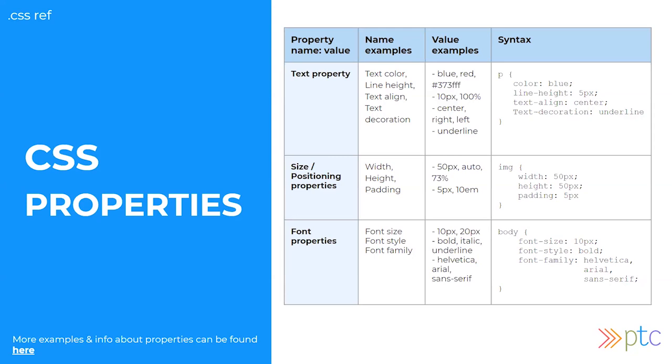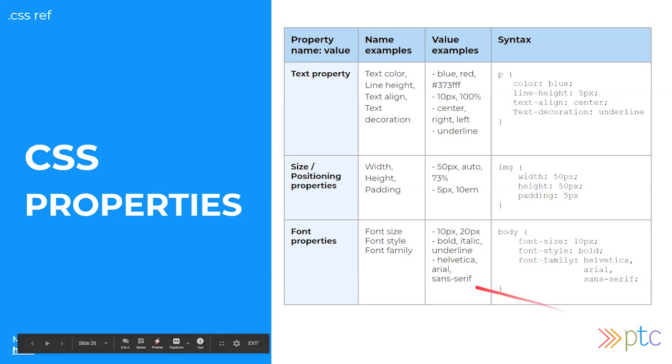So for text, you might want to change the text color, the line height, text align if you want to align your text in a certain box, text decoration for maybe if you want to underline it. And some value examples are like blue, red, different colors, 10 pixels, center, right, left, etc. And these are different names and values for your properties.